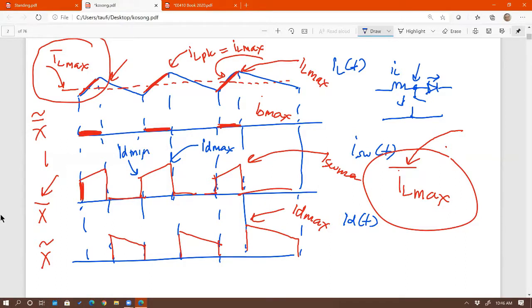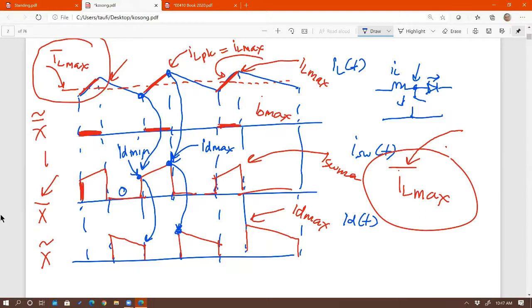Values, points, I should say. That's not ID min. ID min is 0, of course, but I'm talking about these points right there, because they're exactly the same as that point right there. See that? Same thing with the switch. If you know IL max, then you know I switch max, because they are exactly the same point. Same thing with I switch min on that point right there.